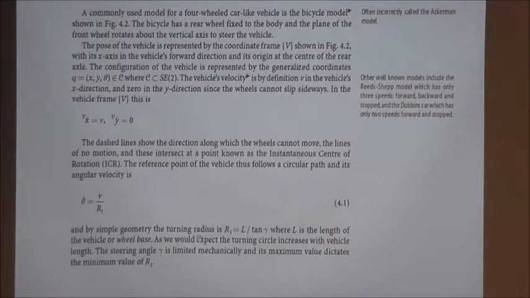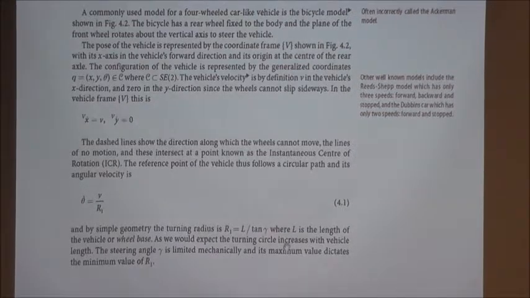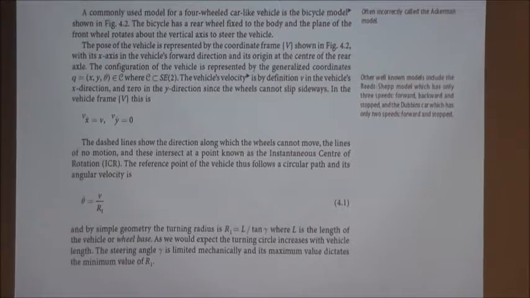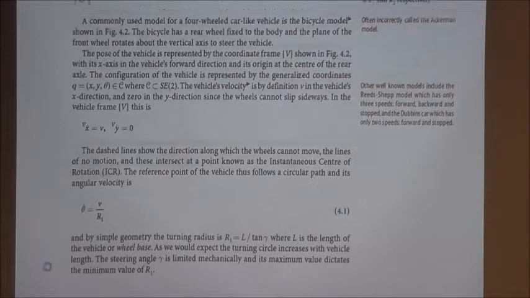One thing which is interesting to do is the following: L is the length of the vehicle or base. As we would expect, the turning circle increases with vehicle length. The longer the vehicle length, the larger this circle is. Maybe you recognize that trucks which have such a long base have to take a very large circle to be able to turn around. Next time they do, remember this concept. The larger the base, the larger this circle is going to be.